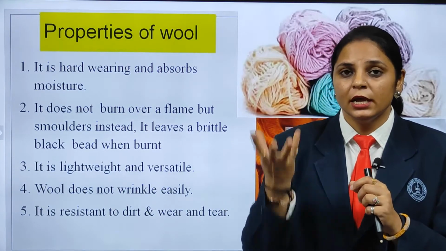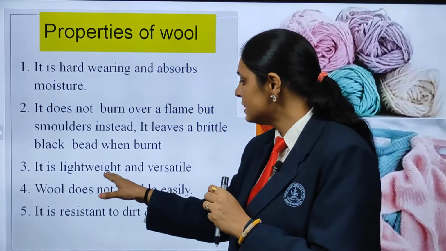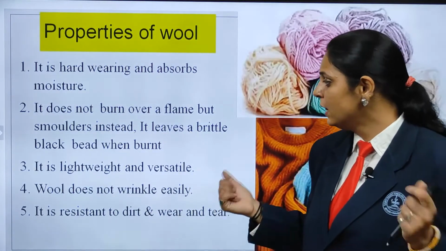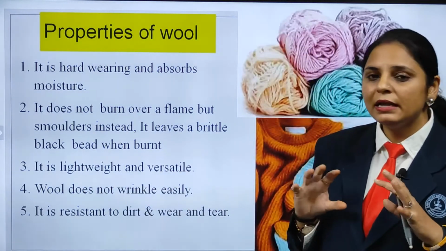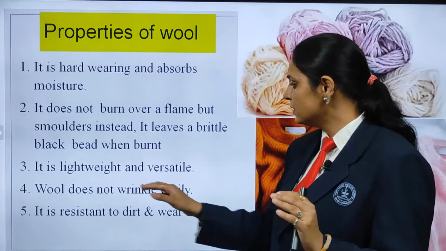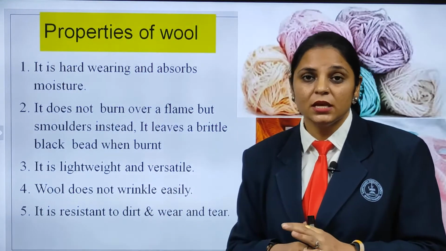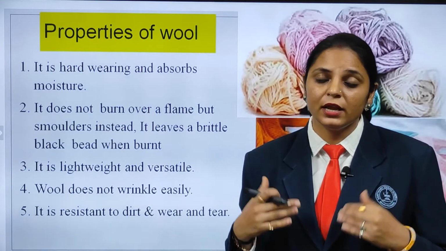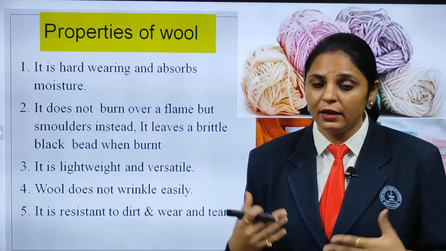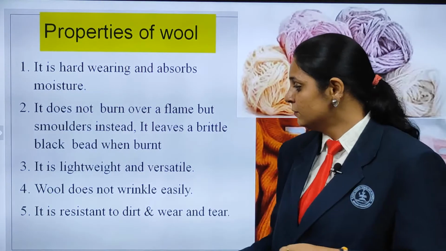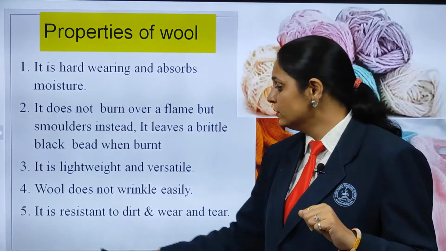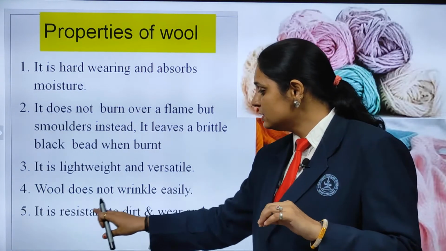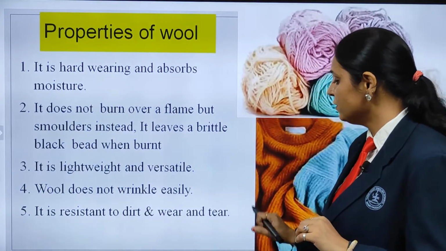It does not burn instantly, and it is lightweight, versatile, and does not wrinkle easily. That means there is no need to iron it a lot. Woolen clothes do not need lots of ironing because they do not get wrinkled, as in the case of cotton. So they are very easy to use, and it is resistant to dirt and wear and tear.